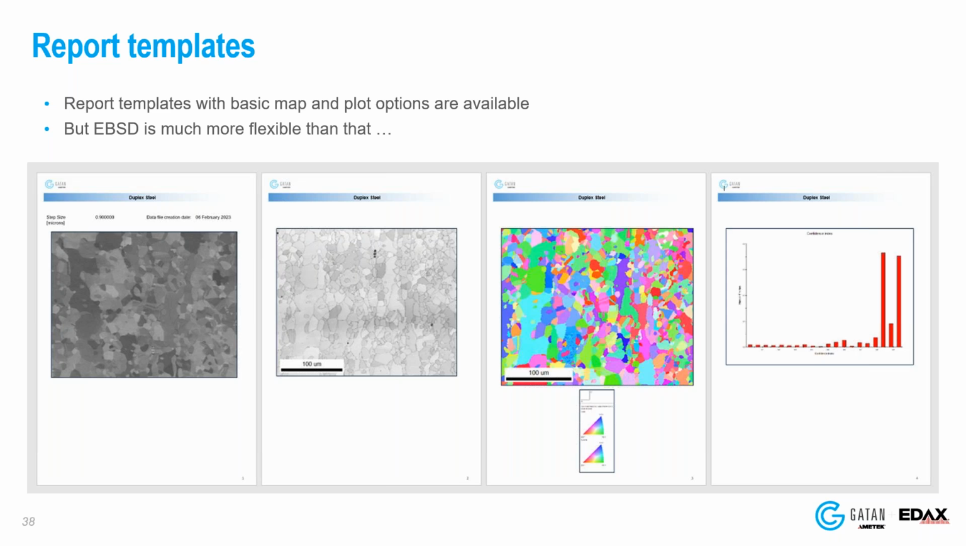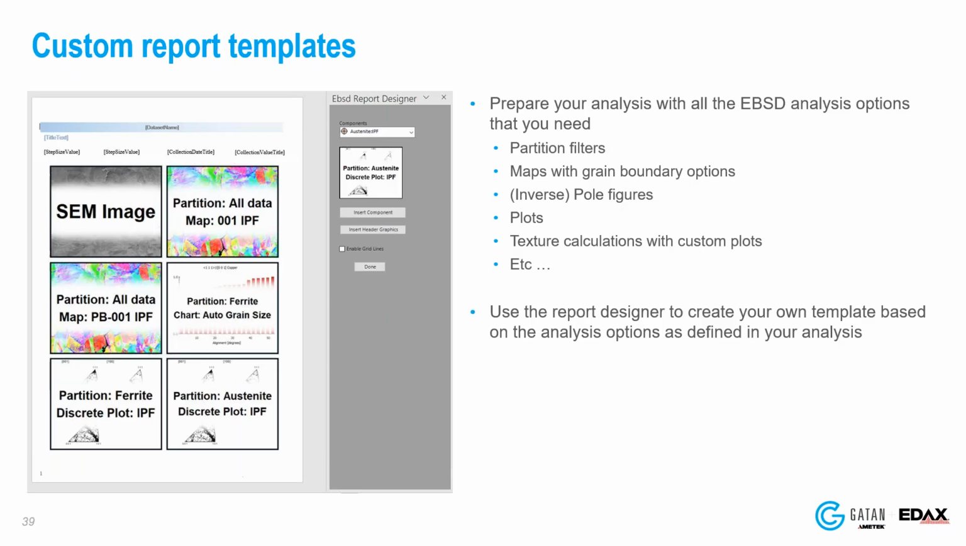We've seen that with the templates for the analysis. So what you can do is you can make your own template. You use your filter, you make your maps the way you want, you make your pole figures, your plots, any textures, anything the way you need it. Save that as a template. Then we go to the report designer, put your report together, showing the different displays the way you need, and save that as a reporting template.